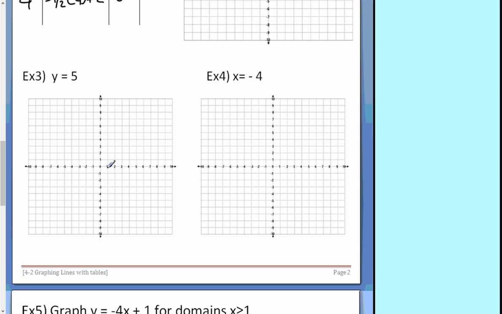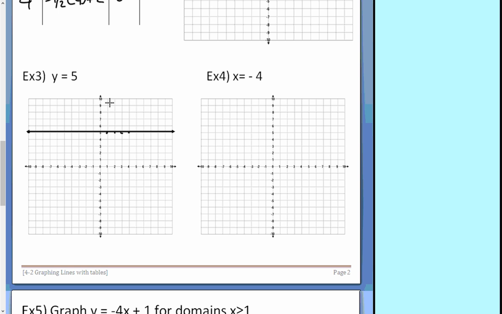Okay? So if I put a 1 in for x, y is 5. There's a dot there. If I put a 2 in for x, y is 5. If I put a 3 in for x, y is 5. If I put a 4 in for x, y is 5. If I put a negative 10 in for x, y is 5. What are you noticing? Well, it's a perfectly horizontal line. And so that is what we're going to graph, a perfectly horizontal line going from there to there.